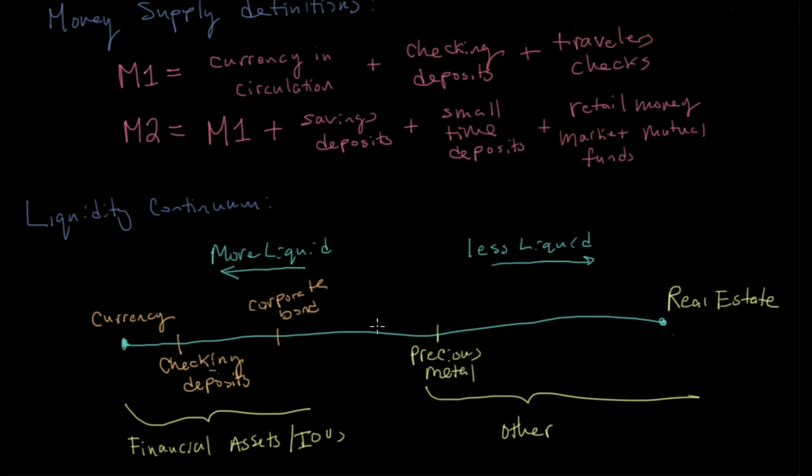Okay, so what I want to do in the next video is talk about where the financial system, or where the banking system and financial intermediaries come in, and how we think about the money creation process, or how money and credit are created in the financial system. Okay, so I'll see you all then.